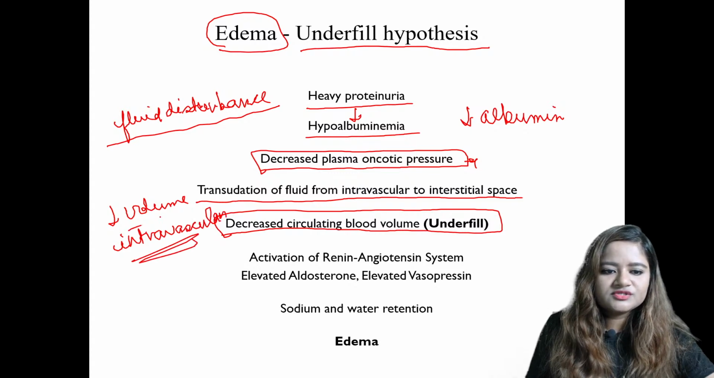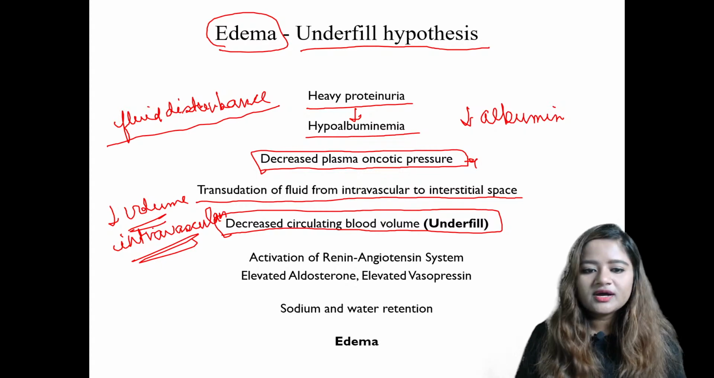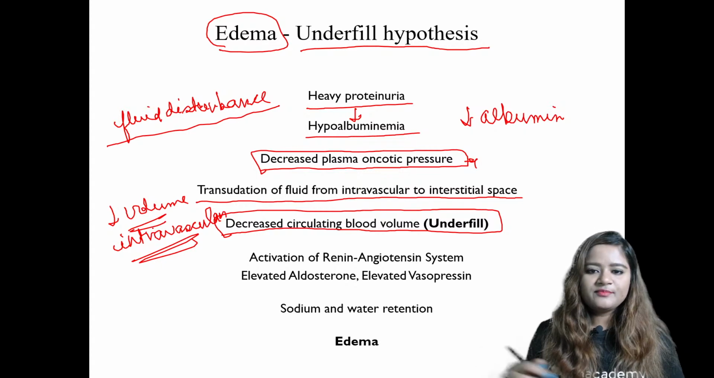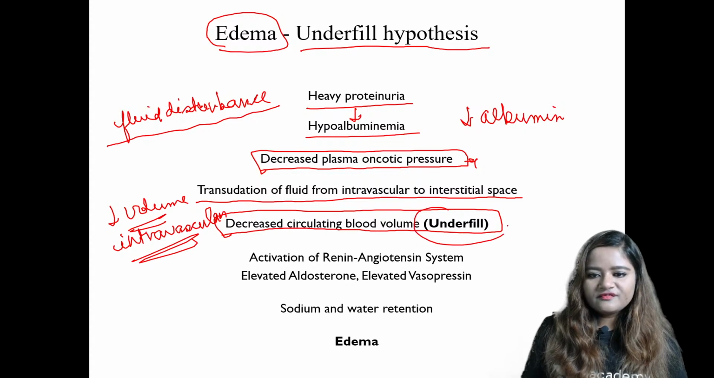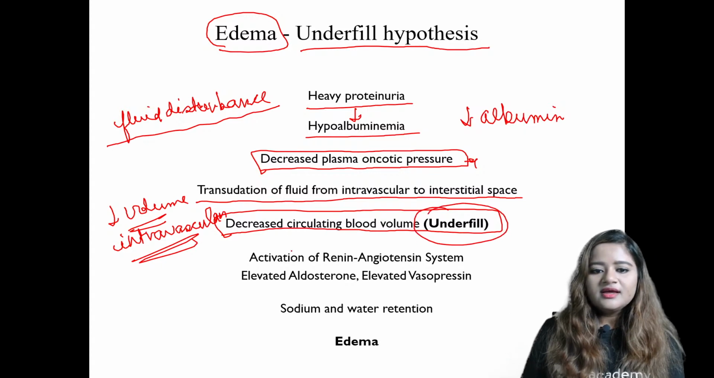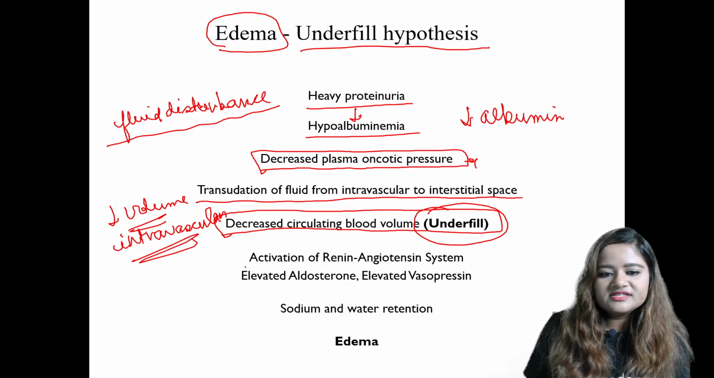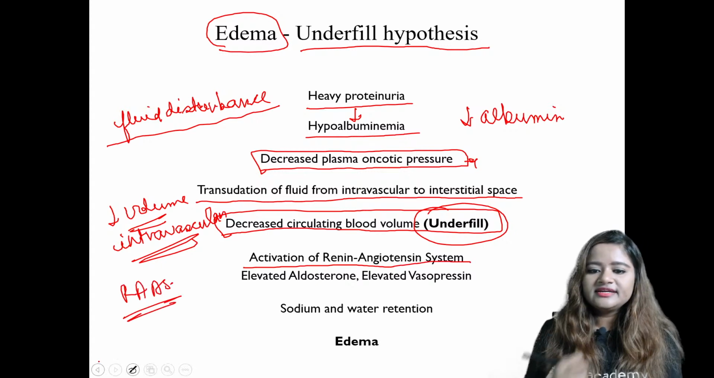Please remember the pathophysiology very crystal clear. Decreased intravascular volume is going to occur. So जिसके वजह से हम इस hypothesis को क्या कहते हैं? Underfill. ठीक है. अगर आपका volume कम हो गया, then what is going to happen? Underfilling. Underfilling की वजह से हमारी body में क्या होता है? अंडरफिलिंग की वजह से हमारा RAS system एक्टिवेट होता है. तो renin angiotensin system is going to get activated.